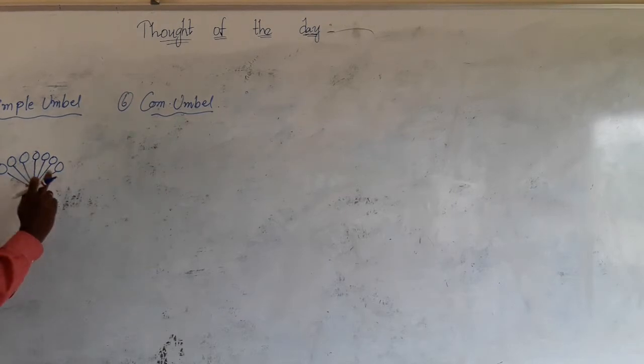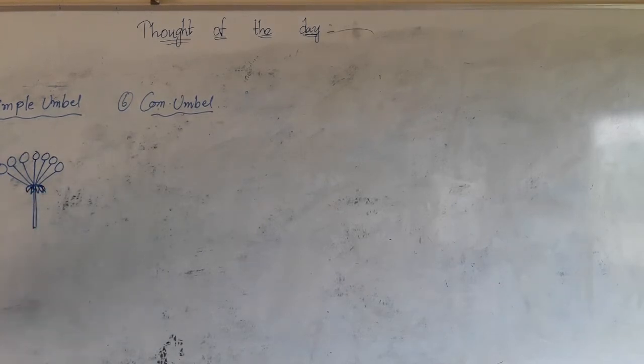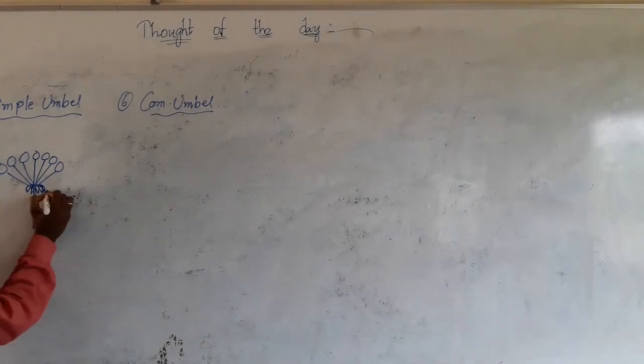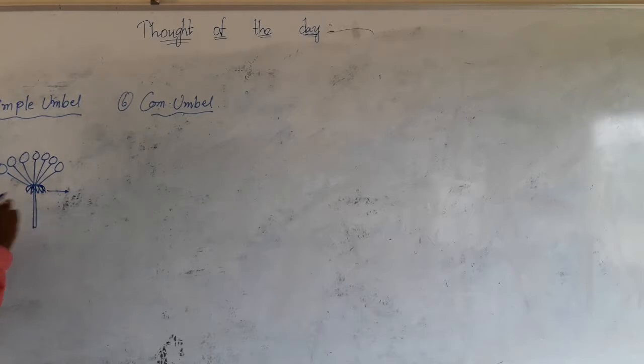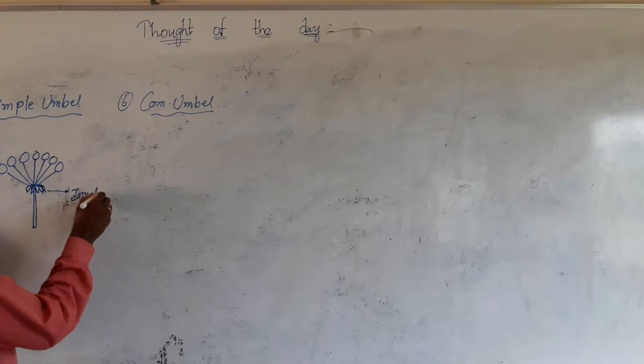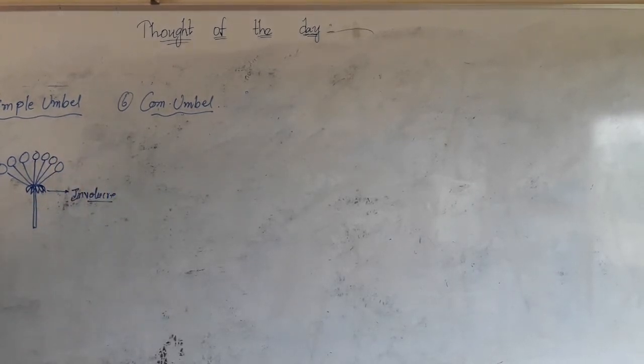So this disc bears a number of pedicellate bracteate flowers, and the bracts of all the flowers form a whorl, a wheel at the base of the flowers. Anni flowers bracts oka chakram laga, oka wheel laga, such a whorl of bracts. This whorl of bracts is called the involucre. The whorl of bracts present in a simple umbel inflorescence is considered the involucre.